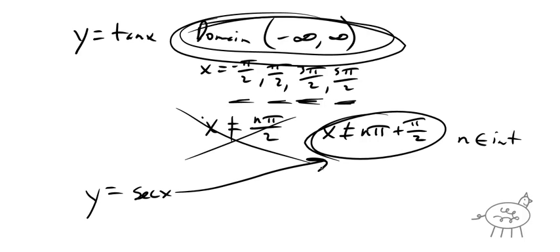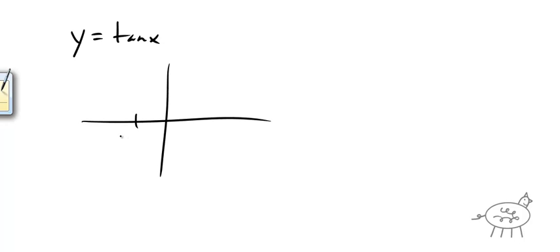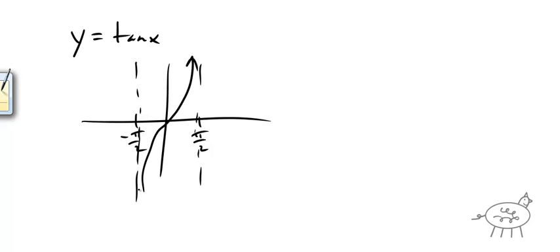Okay? Let's talk about range for a little bit here. Okay, let's talk about the two easy ones. If I graph y equals tangent of x, okay, do you guys agree that the graph looks like this? Negative pi over 2, pi over 2. Then I have asymptotes here. The graph looks like this. So think, what is the range for this problem?